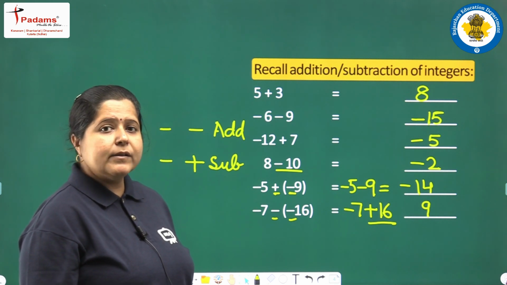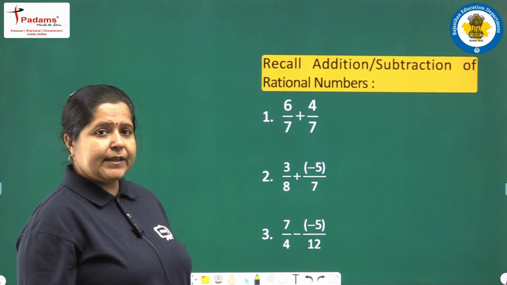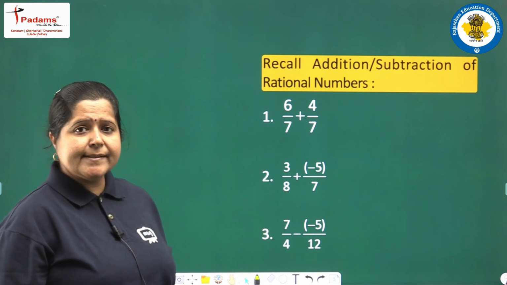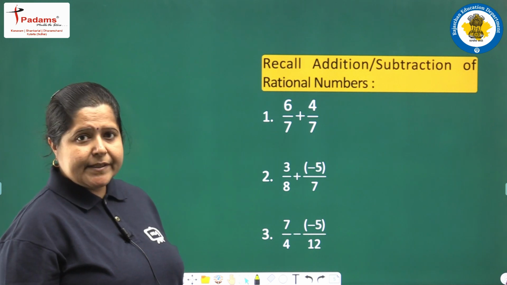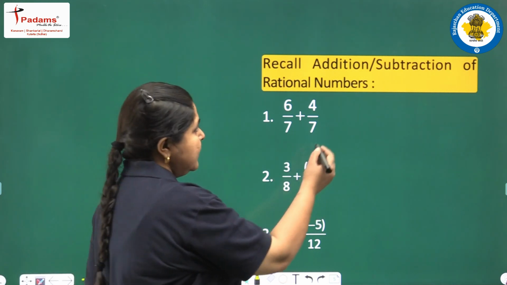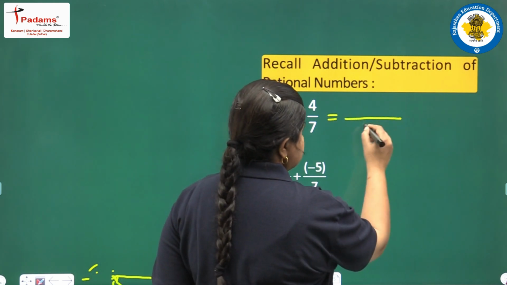Next, let us recall the addition and subtraction of rational numbers. First is a simple case, 6 by 7 plus 4 by 7. Here the denominators are same. We will write it once.